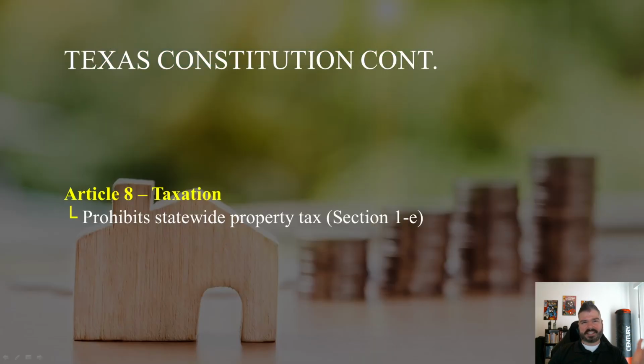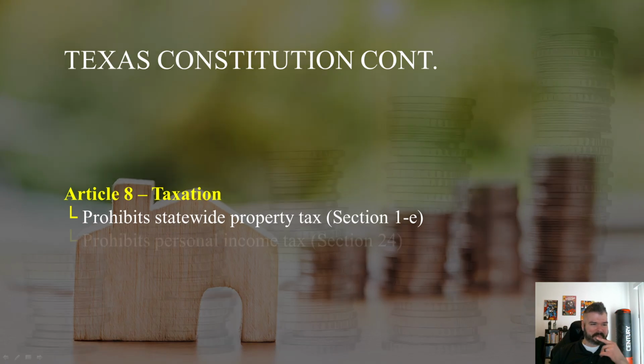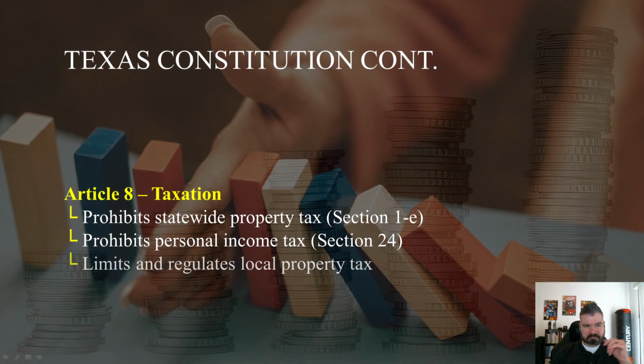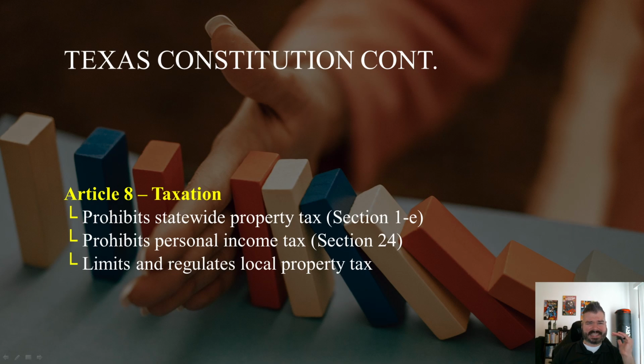Article 8 establishes the taxation of the state. It prohibits state property tax, which can be found in Section 1-e. It prohibits personal income tax, which can be found in Section 24. And it limits and regulates local property tax. So yes, the Constitution places limitations on and regulates local property taxes. So we find how the state taxes through Article 8 of the Texas Constitution.